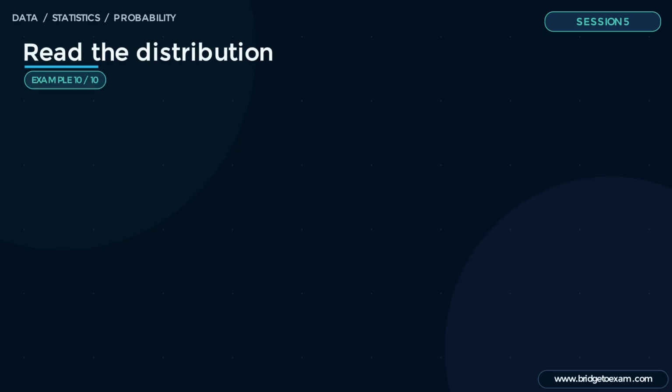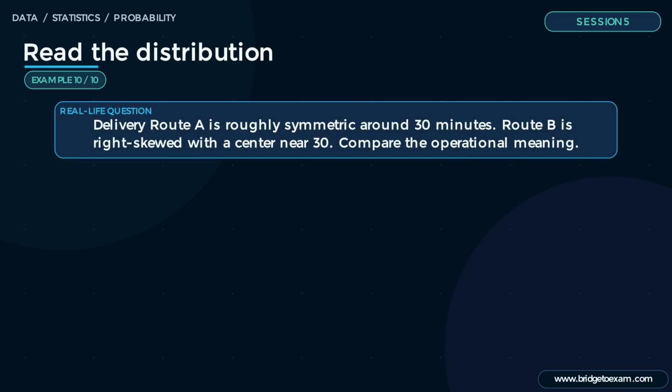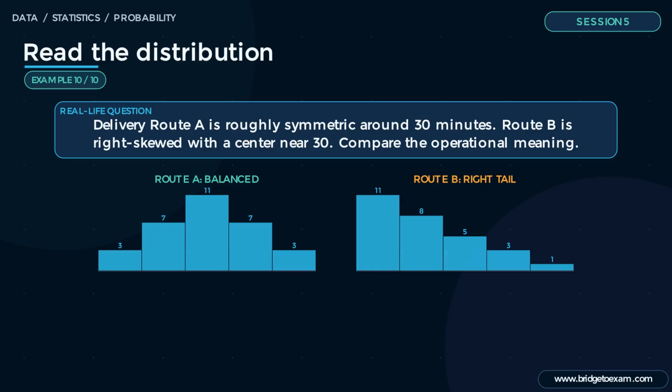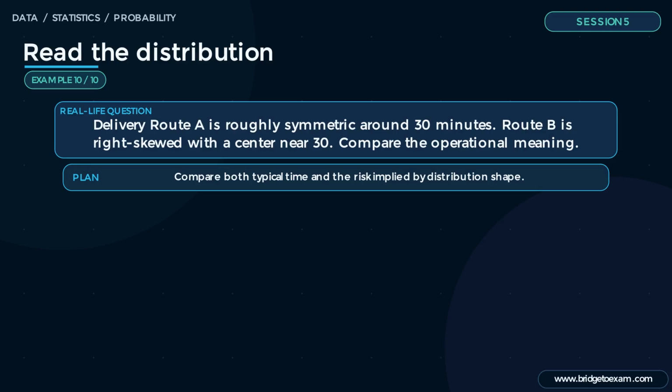Example 10. Delivery route A is roughly symmetric around 30 minutes. Route B is right skewed with a center near 30. Compare the operational meaning. Plan. Compare both typical time and the risk implied by distribution shape. Step 1. Both routes have a typical value near 30 minutes.